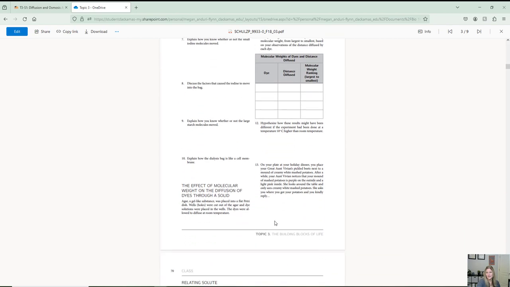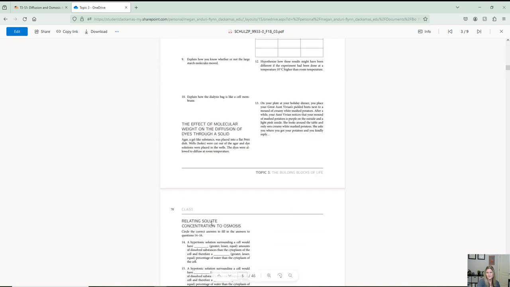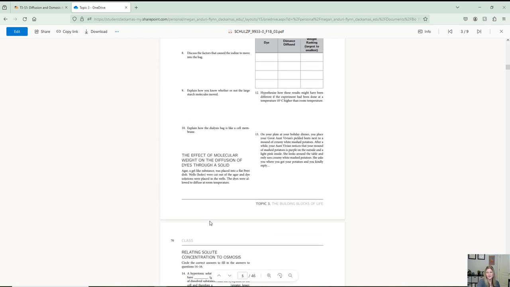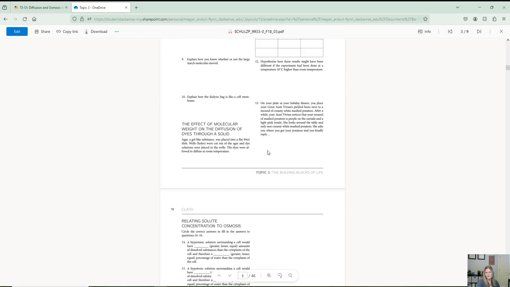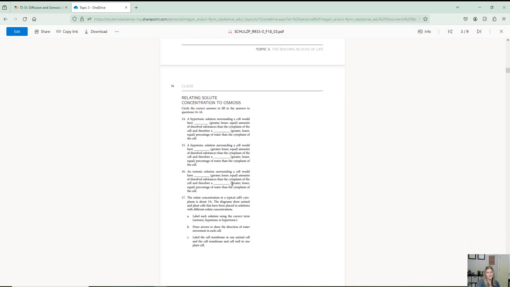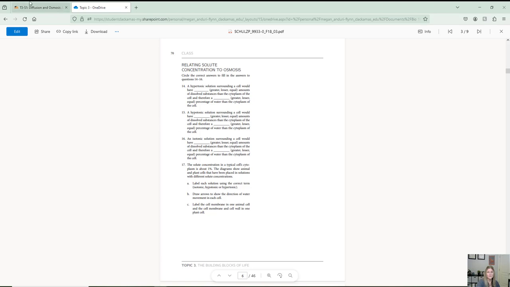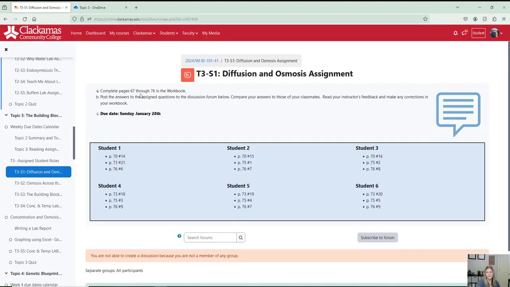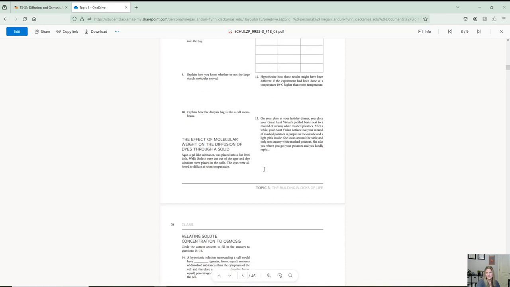Starting on page 70, you can read through this information, but just realize that you don't need to answer anything here because we don't have any demonstration. So complete pages 67 through 76. Page 67 you can't really do.